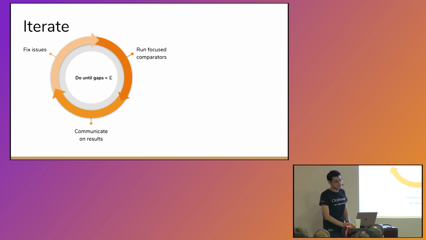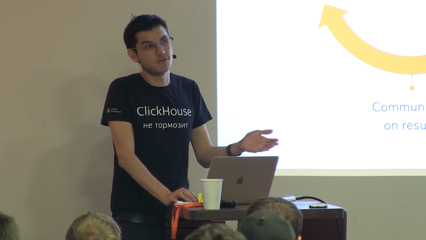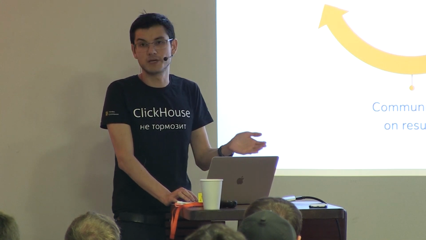So with this process of looking at the focused comparator results, fixing the issue and so on, this is a very iterative process. You want to look at the results of your comparators, communicate those results to the company at large as soon and as often as possible, and then fix these issues. Once you fix these issues, you want to ensure that it fixed everything. You also want to make sure that you didn't break anything else.